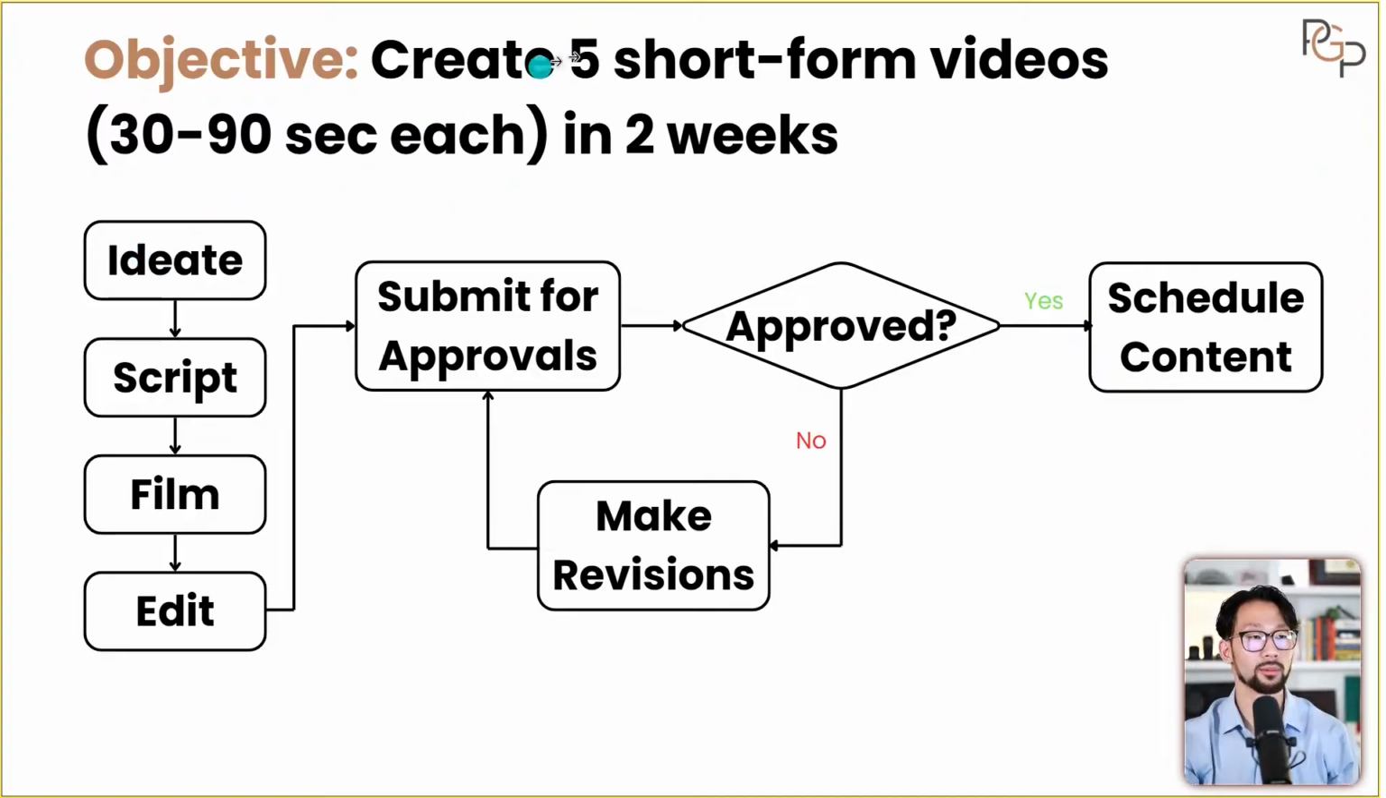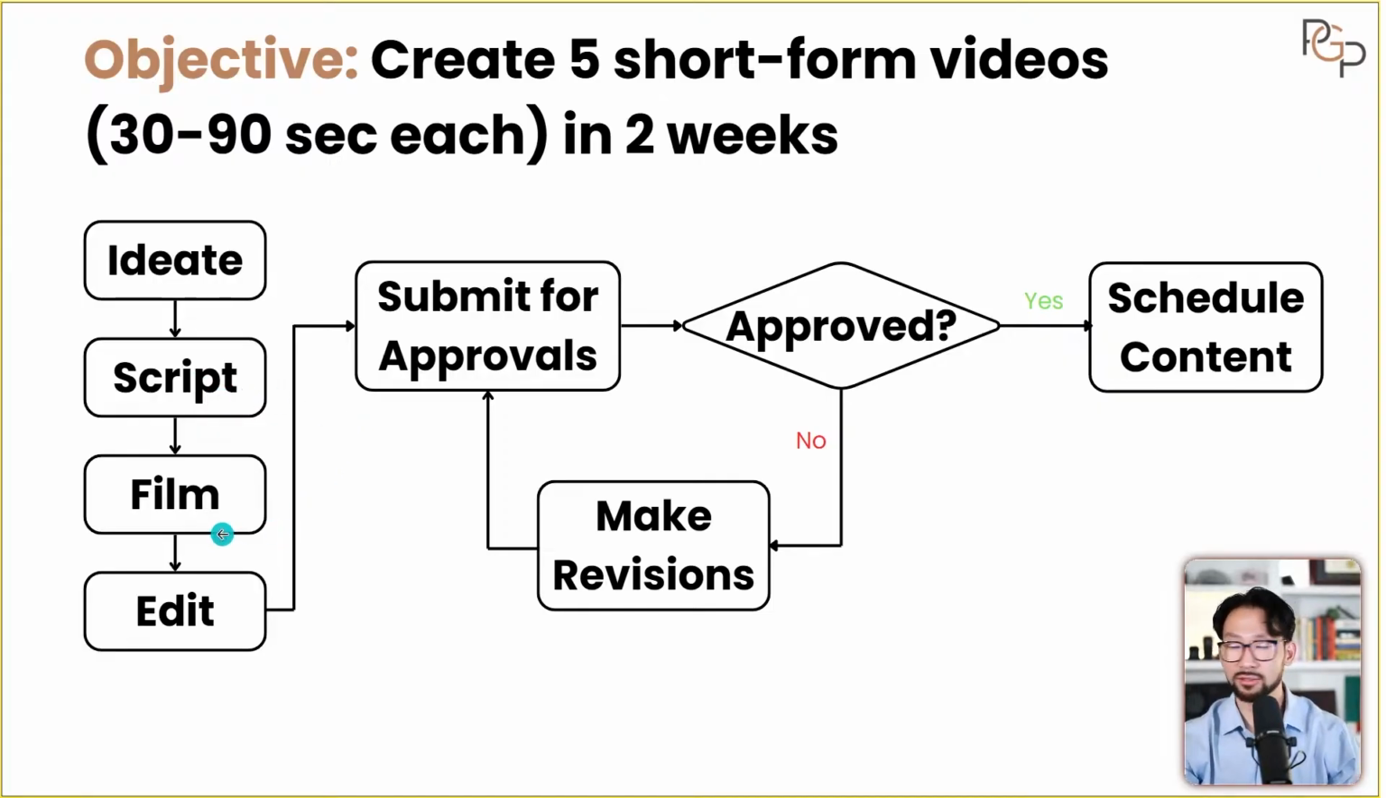And when you are creating in bulk, you don't want to just ideate one and then move on. You want to ideate all 5. This is what you call batch workflows. So if I'm trying to create 5 videos, I'm going to ideate and brainstorm 5 different ideas. Then I'll script out all 5 of those. It could be a loose scripting. You don't need to be verbatim.